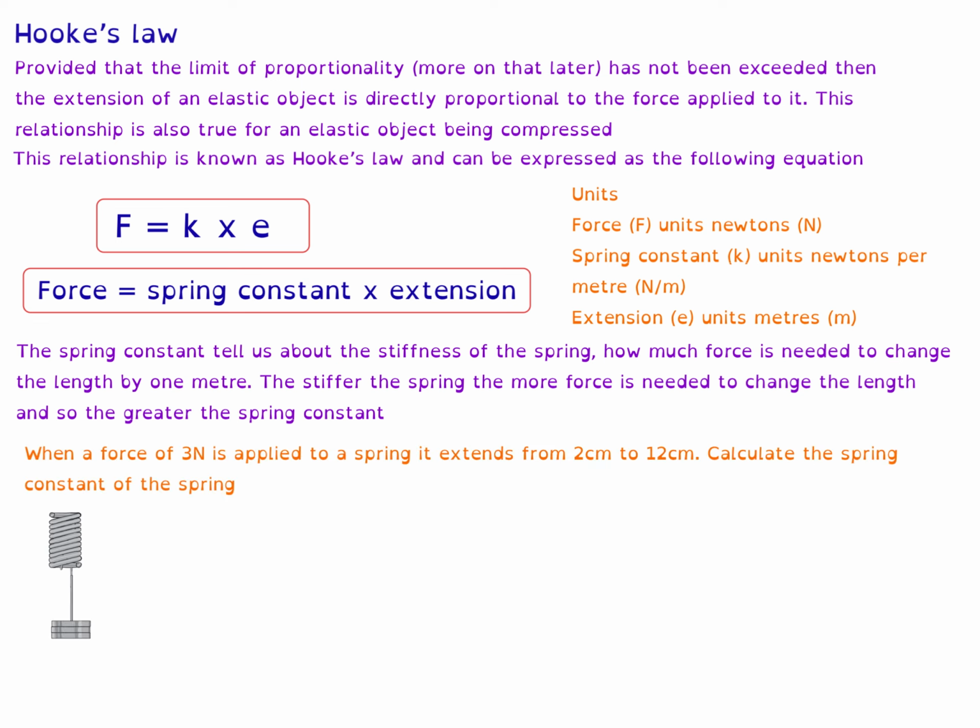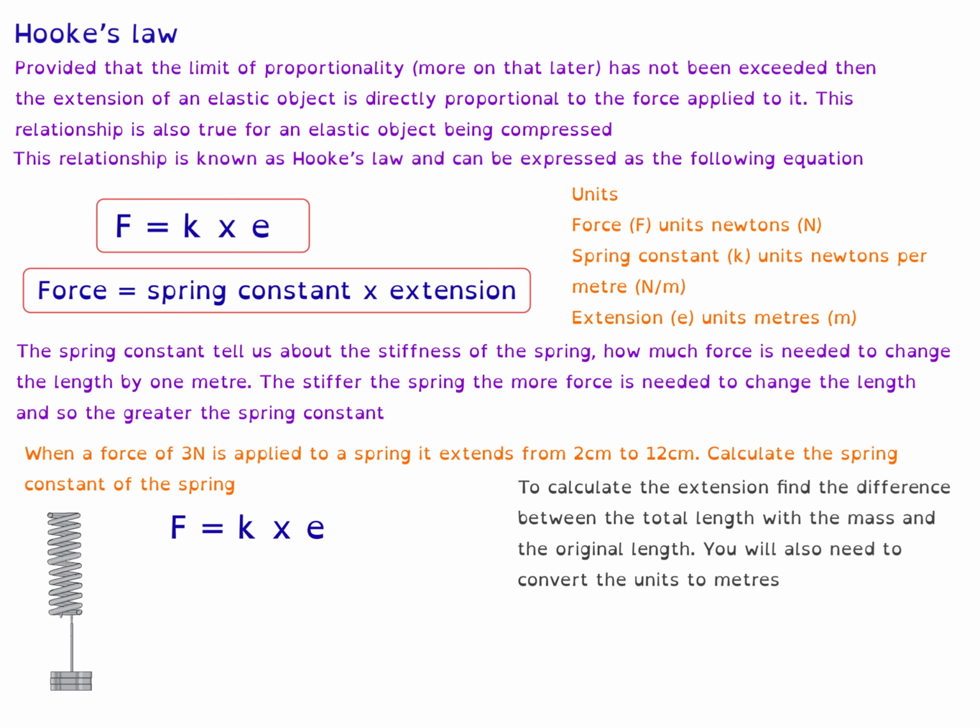When a force of 3 newtons is applied to a spring, it extends from 2 centimetres to 12 centimetres. Calculate the spring constant of the spring. First, we need our equation F equals ke. To calculate the extension, find the difference between the total length with the mass and the original length. You will also need to convert the units into metres. So we've got 12 centimetres, which converts to 0.12 metres, and 2 centimetres, which is 0.02 metres. The difference between the two is 0.1 metres.